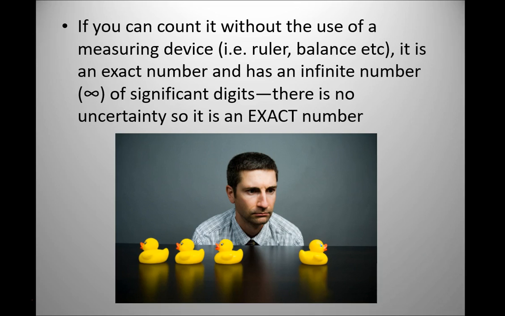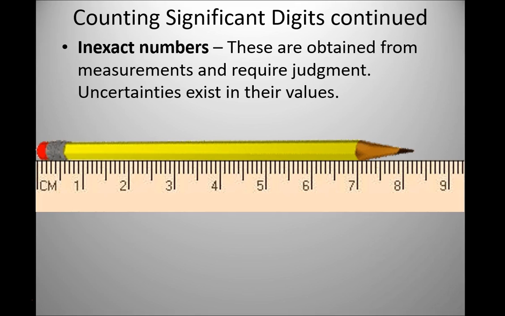Now, what gets a little more complicated is when measuring is involved, and these are what are referred to as inexact numbers. And really, anytime anyone is measuring something, whether it's using a ruler or a graduated cylinder or triple beam balance or anything like that, there's always a little bit of guesswork involved. There's some judgment, and since you have to use a judgment call, this is where we get into inexact numbers, and this is where significant digits come up.